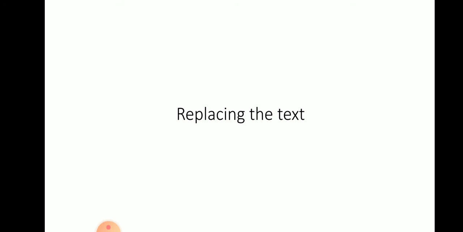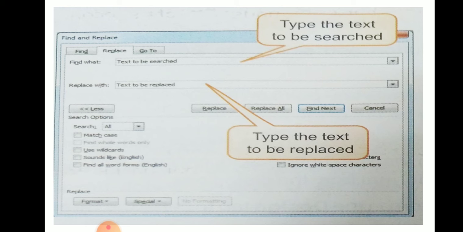Let me move to the topic of replacing the text. How do we replace? Word offers a facility to search for a particular word and replace it with a new word. To replace the text we should see the procedure. Firstly we have to click the replace button in the editing group of the home tab. Then in the find what box we type the text we want to search for. In the replace with box we should type the text that should replace the searched text, and by clicking on the more button we can select other options we require.